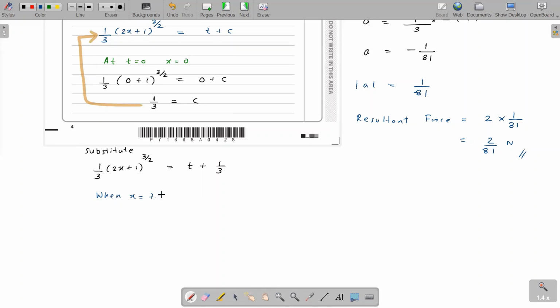So when x is 7.5, get the t value. 1 over 3 into 2 times (7.5 plus 1) to the power 3 over 2 equals t plus 1 over 3. Get the answer? (15 plus 1), that's 16 to the power 3 over 2 minus 1 over 3. Am I correct? This is correct.